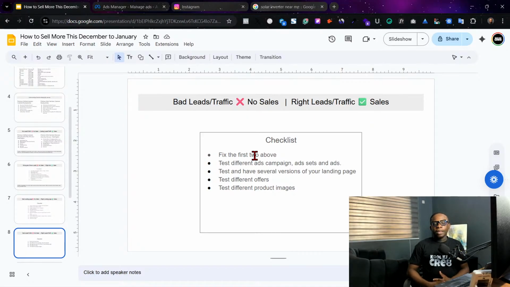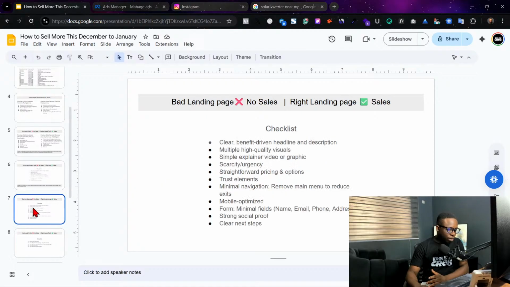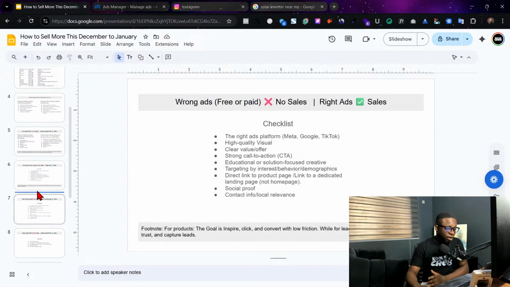So that is why you have to put things in place. Your targeting has to be right. And even if it's wrong, you have to test. So the first thing is fix the first two. If you can fix, first of all, you need to know.